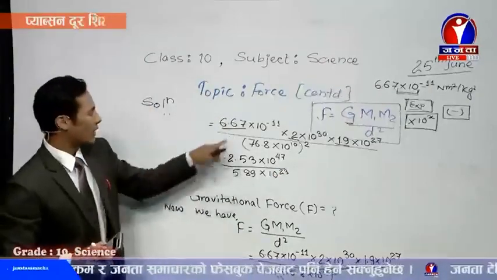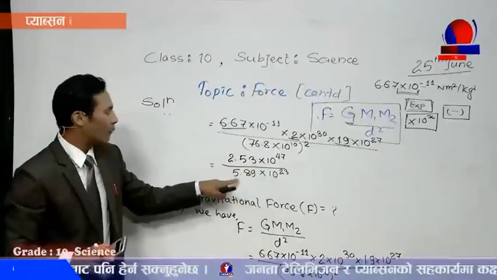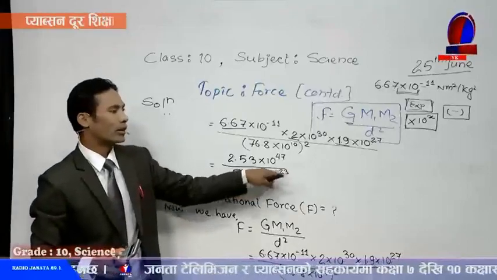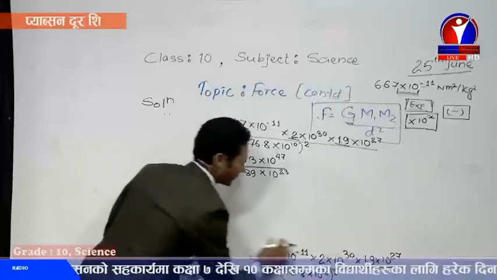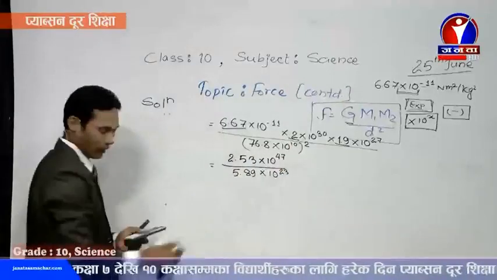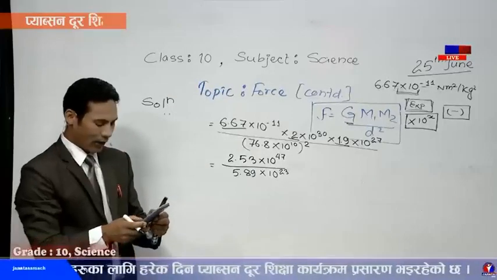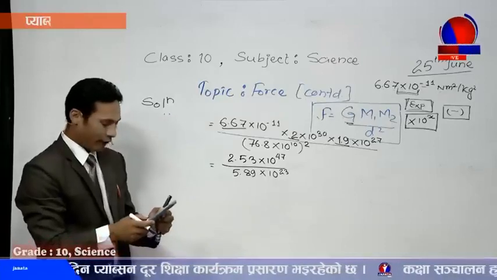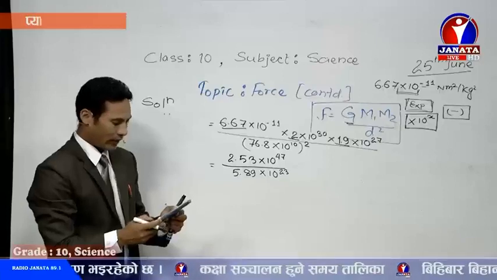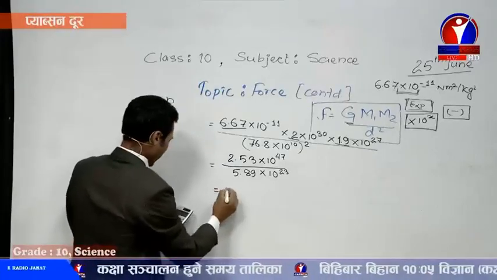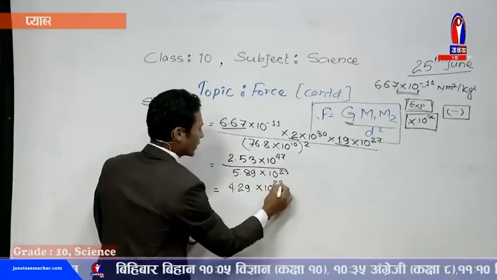So after simplification, we get 2.53 into 10 to the power 47 divided by 5.89 into 10 to the power 23. That is after the multiplication, right? Okay, after this, let's divide. This is 2.53 into 10 to the power 47 divided by 5.89 into 10 to the power 23. So if you divide, then the answer is 4.29 into 10 to the power 23.